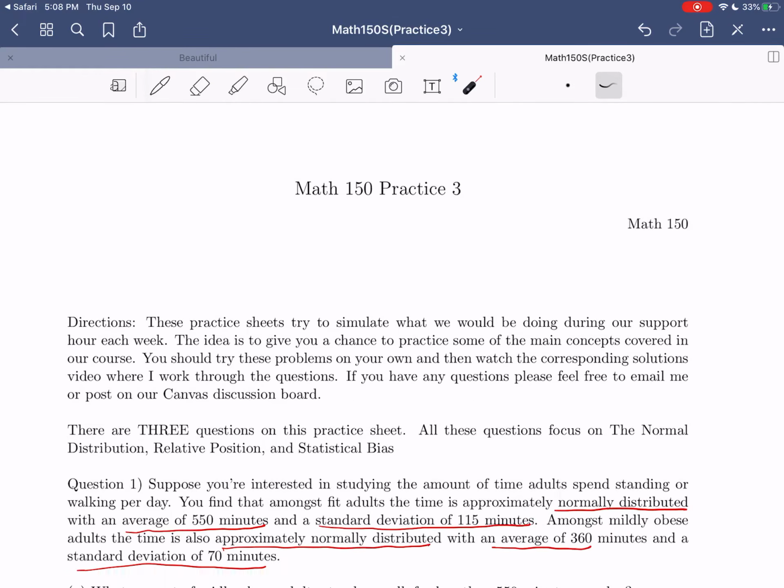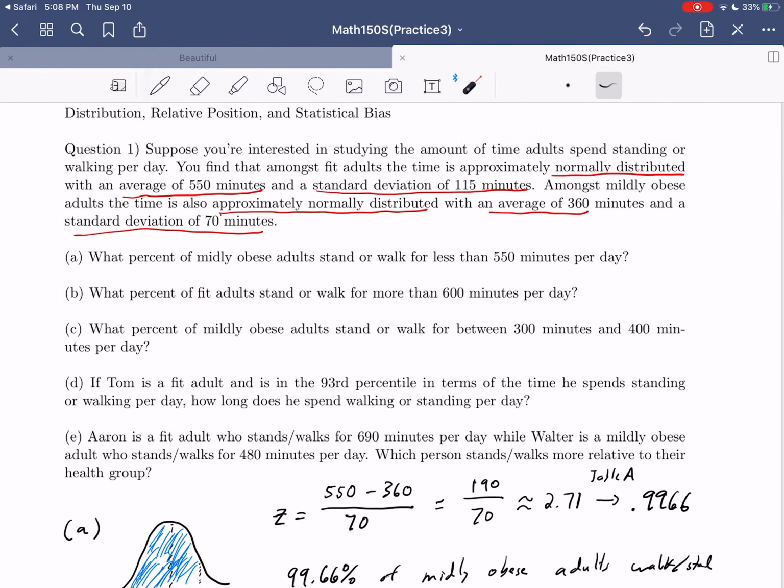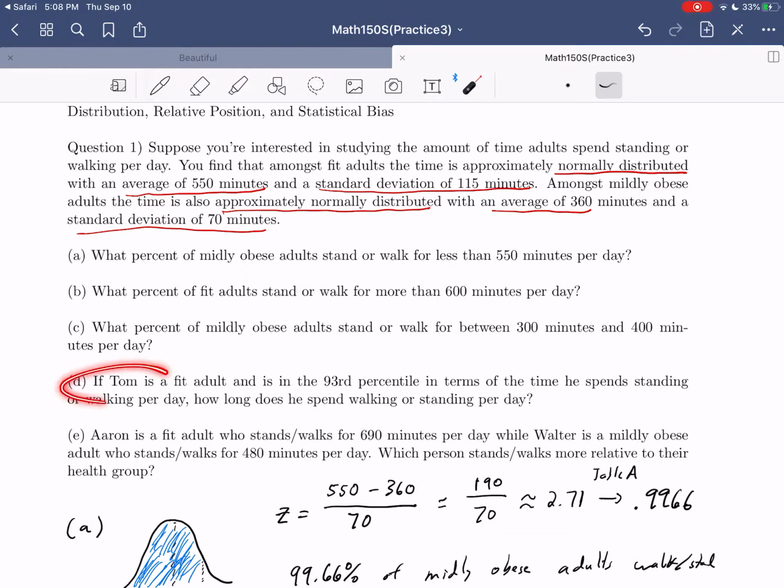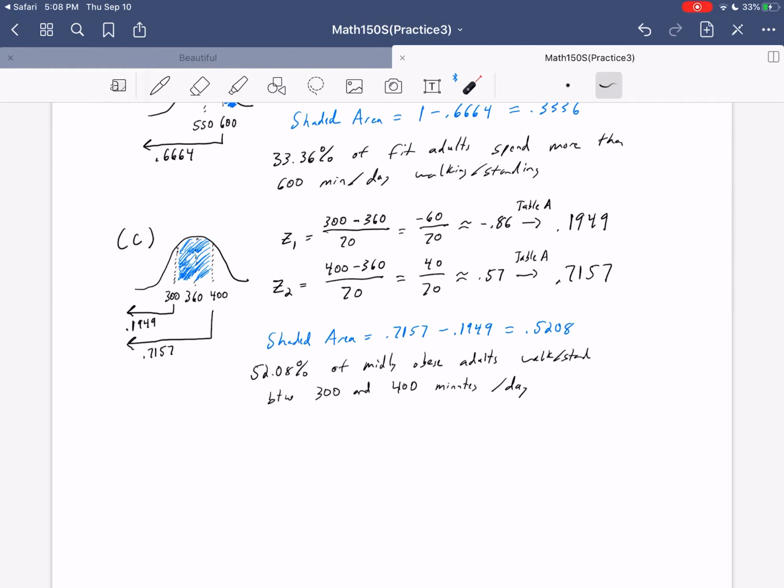Part D is going to be a little bit different. Part D sort of is the reverse of this. So Part D says that we have Tom, who is a fit adult, so we know which population he belongs to. He's in the 93rd percentile in terms of the time he spends standing or walking per day, and we want to know how long he actually spends walking or standing per day. So this is going to be a reverse process. So let's go ahead and see how to approach this.